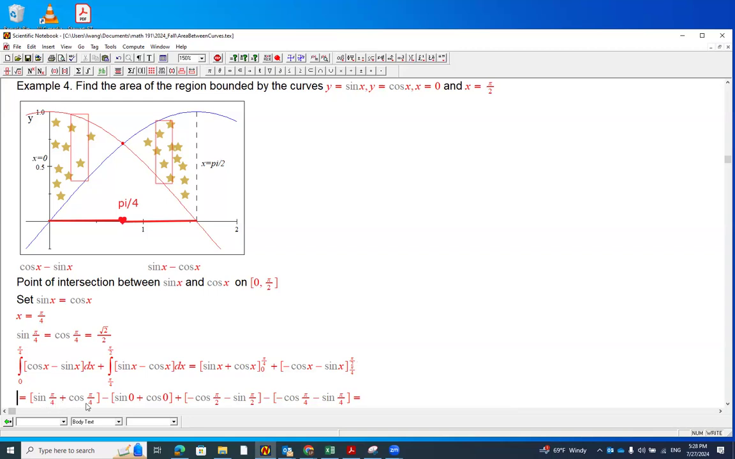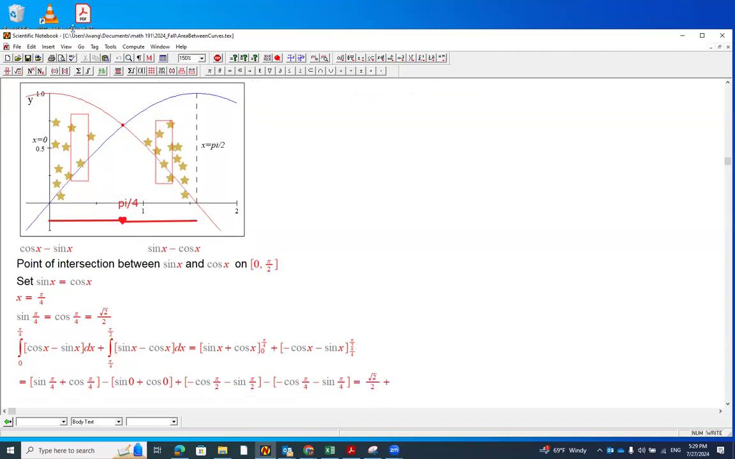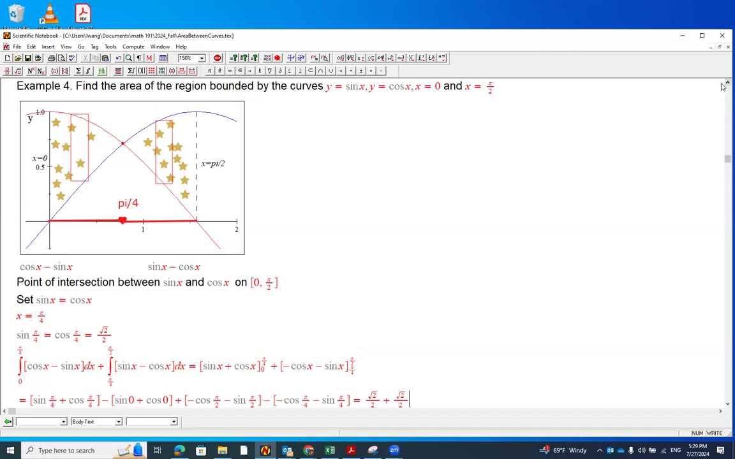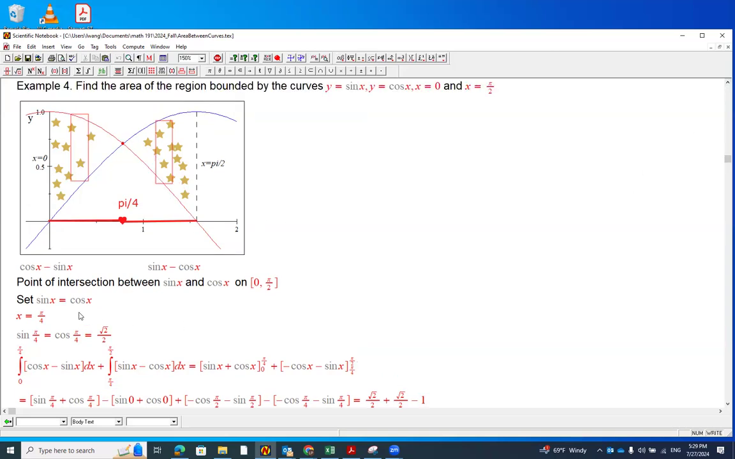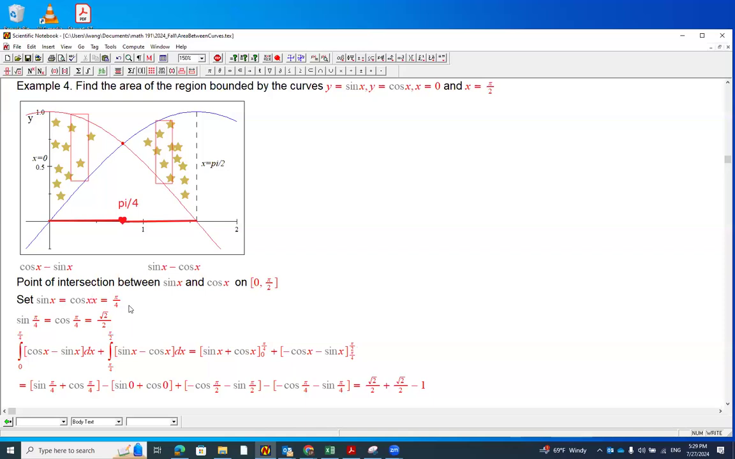So sine pi over 4 plus cosine pi over 4, that's root 2 over 2 twice. Excuse me. Sine 0 is 0, cosine 0 is 1, so we have a minus 1. Let me move this over. So this is better. And so we finished this part.